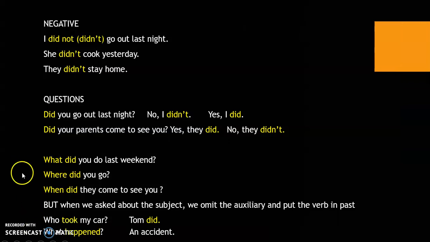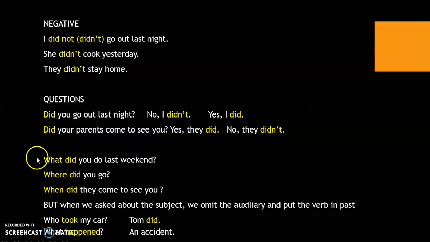Well, as regards the negative form of the past simple, here we use did not or didn't. You have some examples. I didn't go out last night. She didn't cook yesterday. They didn't stay home. And for questions, we use did, and we have examples. Did you go out last night? No, I didn't. Or yes, I did. Did your parents come to see you? Yes, they did. No, they didn't.